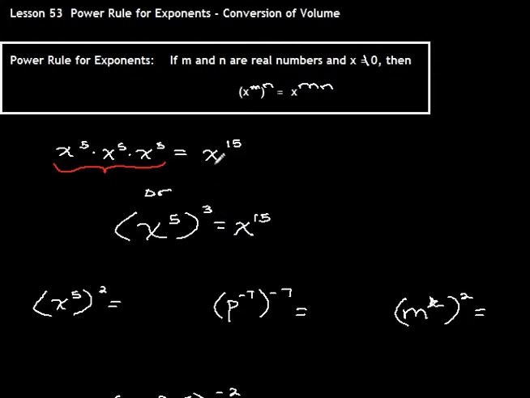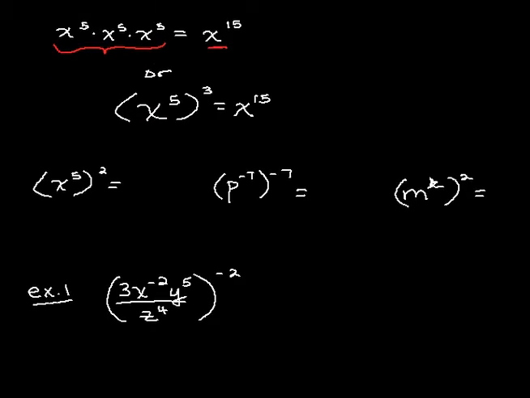Now we know already that this answer is going to be x to the 15th, but you can see an easier way to do this is just to multiply the two exponents. This is called a power to a power. This is the 5th power to the 3rd power, so it's a power to a power, and you're just going to get 15. So let's look at a couple examples.